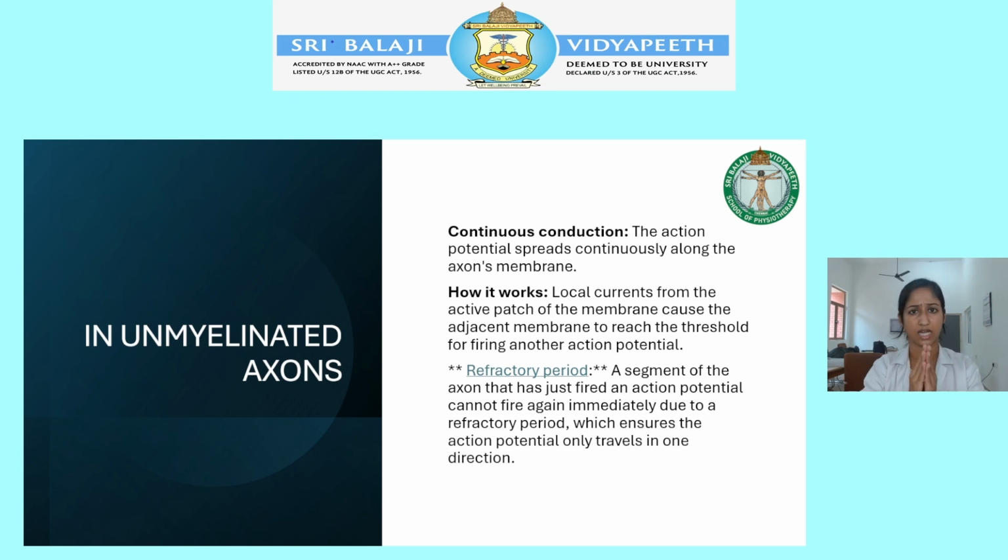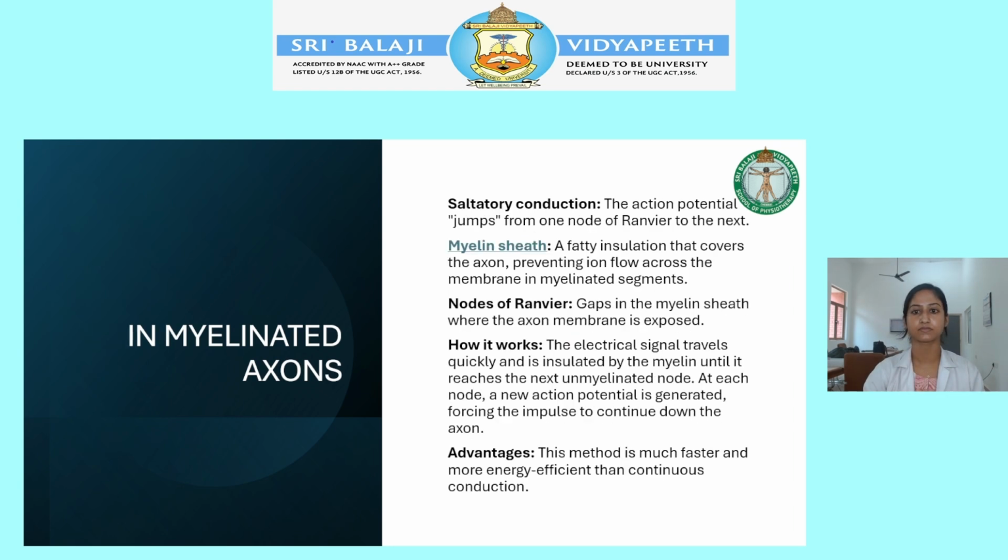Again I will tell you, in the unmyelinated axon the current is passing through the cell membrane. At that time the cell membrane will make the adjacent membrane reach the threshold value. When it reaches the threshold value, there will be an action potential firing. Once the action potential is fired, it will not refire again. That is due to the refractory period, because this action potential travels in only one direction. So this is what happens in the unmyelinated axons, in a continuous way.